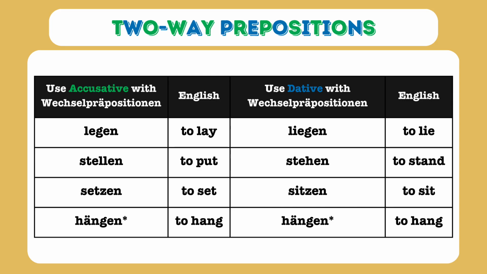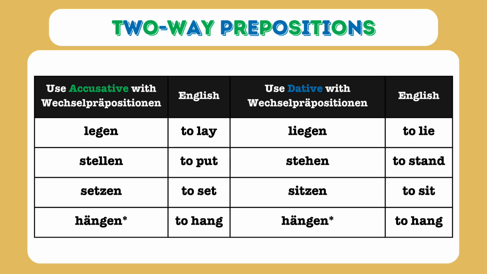So legen, regular; liegen, irregular. Stellen is also regular, so we say stellen, stellte, gestellt for the three different forms, and then stehen is irregular and goes stehen, stand, gestanden. Setzen is regular, and we say setzen, setzte, gesetzt. But sitzen is irregular, and we say sitzen, saß, gesessen.